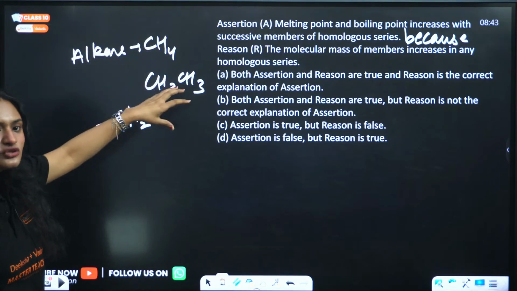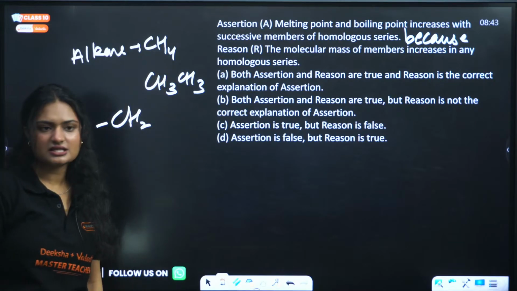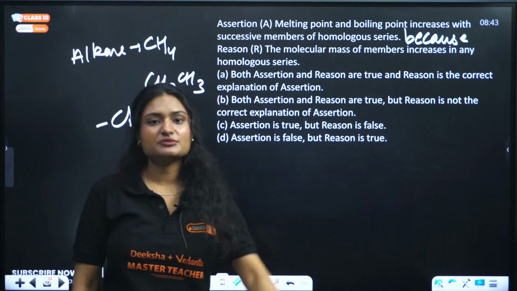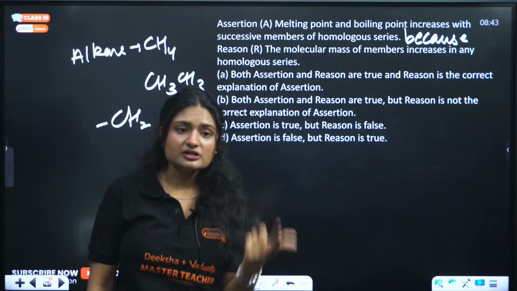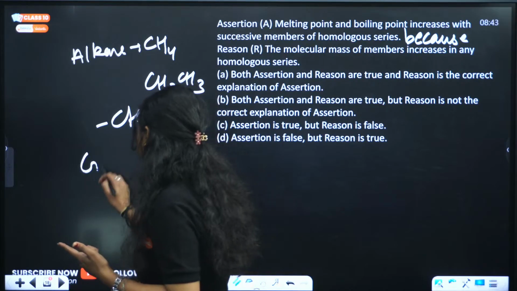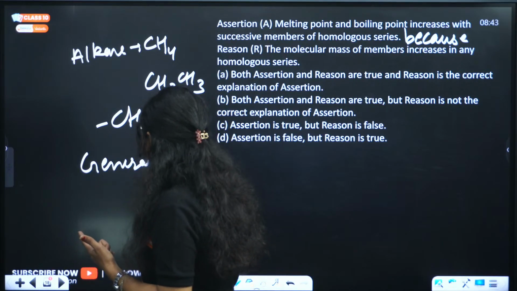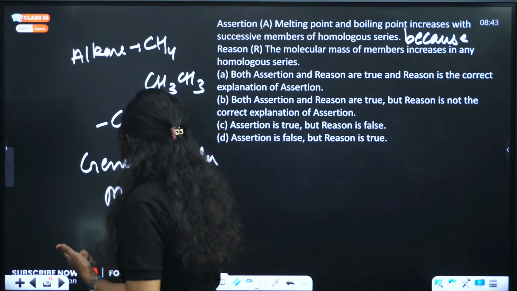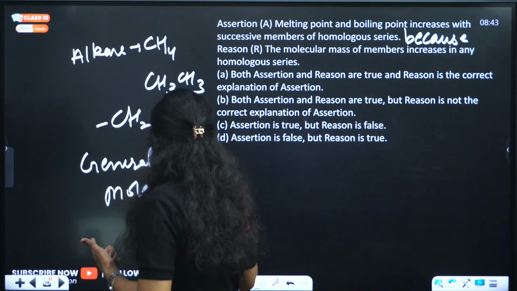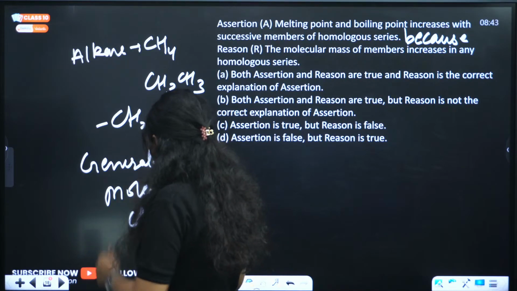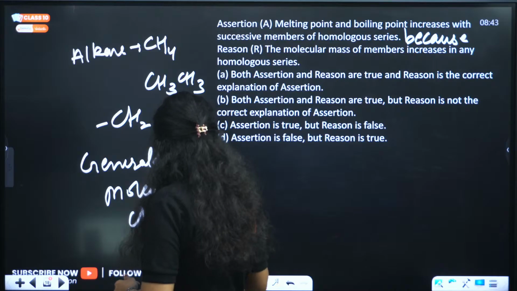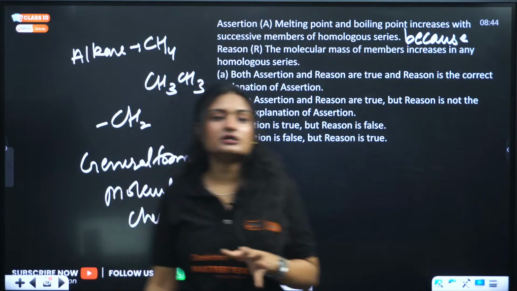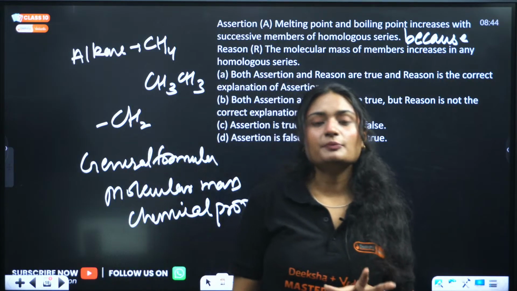Each successive member, the molecular mass of methane is different, right? And the molecular mass of ethane is greater than that of methane, right? Molecular mass does not remain same. The functional group remains same. The general formula remains same. Chemical properties remain same. The physical properties do not remain same, you know that, right? The physical properties also change.